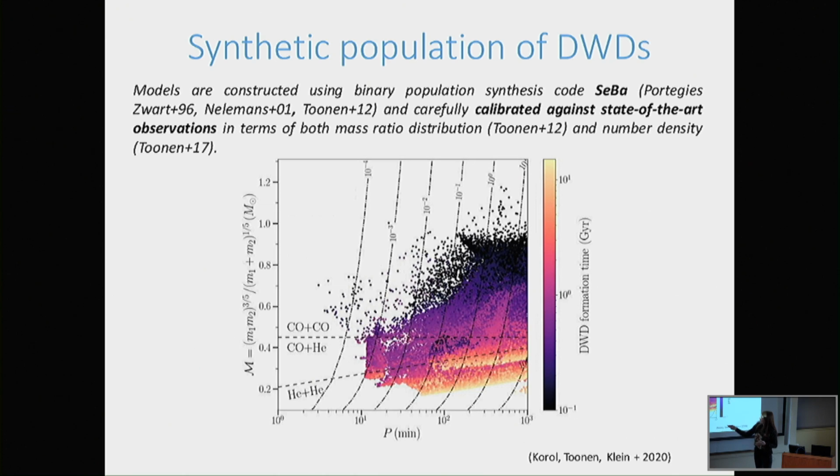And with this line, I roughly show where white dwarfs with different core compositions are in these populations. So, for example, if you model a young stellar population, you would mainly have these kinds of binaries with a carbon-oxygen core composition. And if you model an old stellar population, you would end up with these low-mass helium white dwarfs.